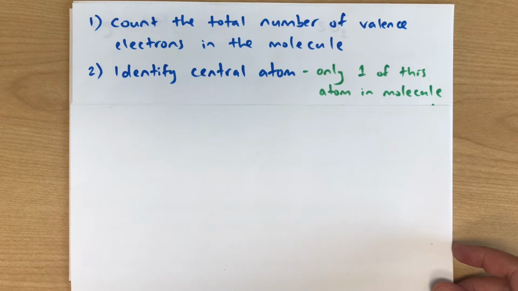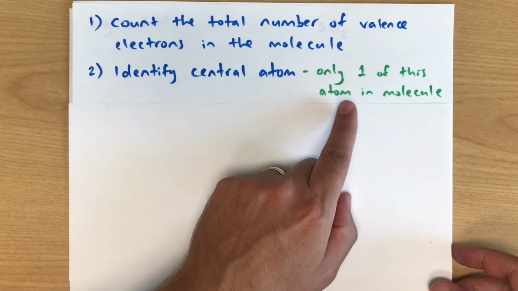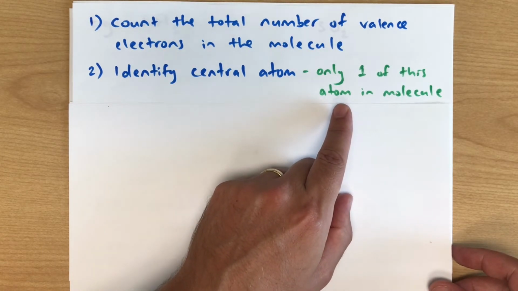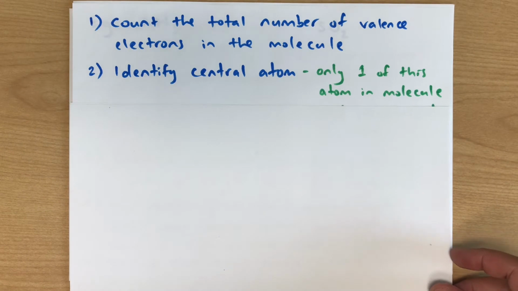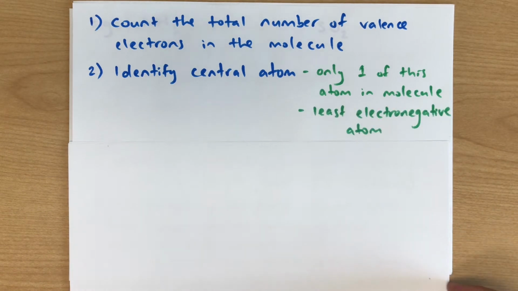The central atom will usually be the one there's only one of in the molecule. So for example, in our PH3 example from before, there was only one P. Therefore that was our central atom. If you have multiple options, pick the least electronegative atom. That will typically be your central atom.